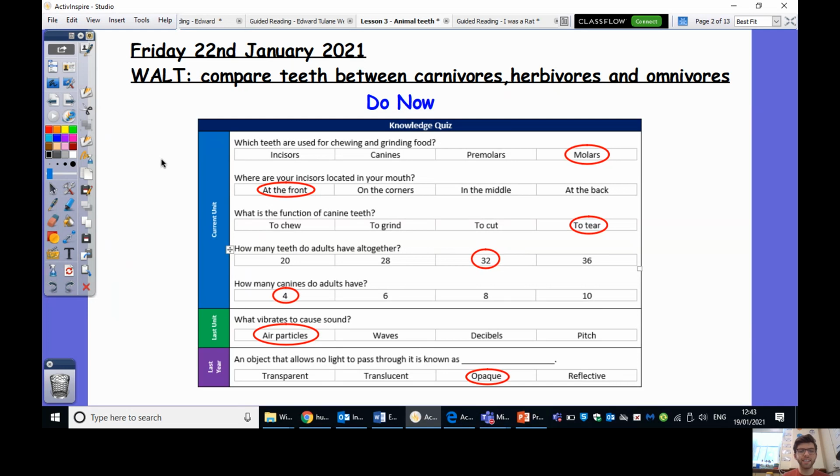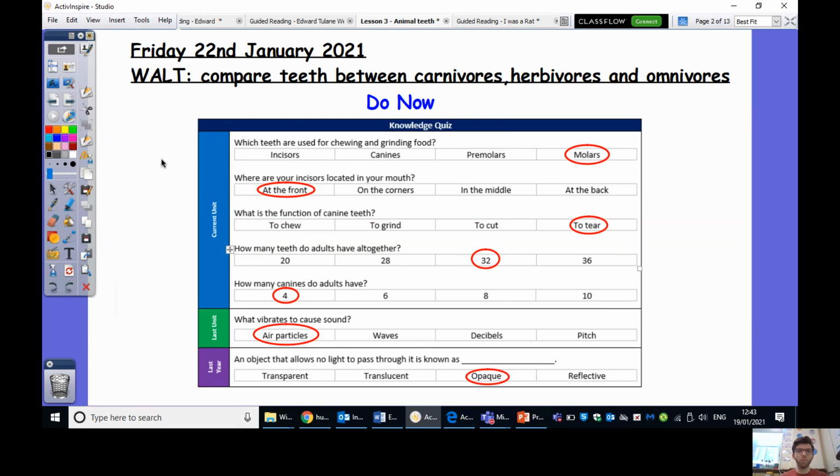Air particles vibrate to cause sound. And finally, an object that lets no light pass through it is known as opaque. If it lets all the light pass through it, it's called transparent. And if it lets some light pass through it, it's known as translucent. And reflective, of course, means that light quite literally reflects off that surface and shines in a different direction.